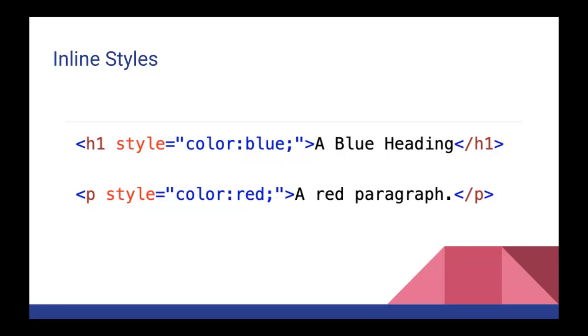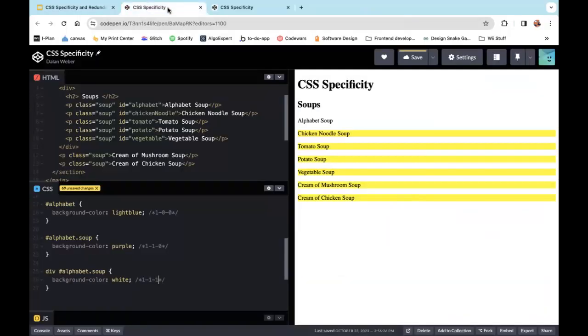So there's one or two ways that we can override the specificity algorithm. The first one is with inline styles. So that's when you put the CSS styling directly into your HTML. So we'll show that here.